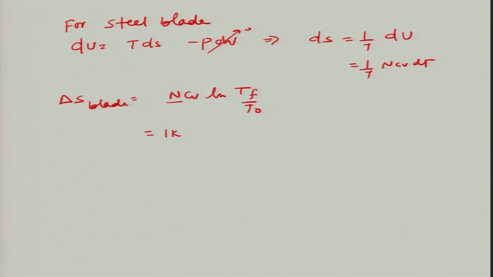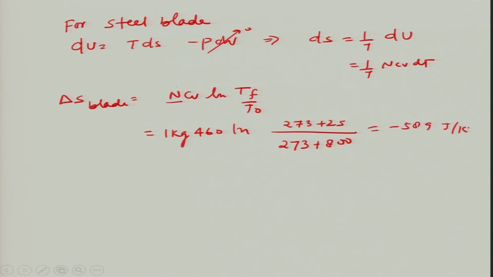So this will be, say, 1 kg, that is what is given to us, and C_V is 460, and then I put this value of T_F. T_0 is 800 degrees Celsius for the steel blade, and eventually at equilibrium this is going to be 25 degrees Celsius. So this turns out to be minus 589 joules per Kelvin.